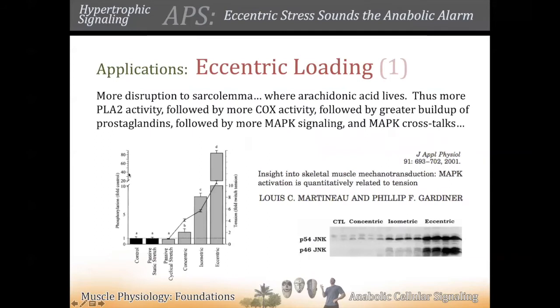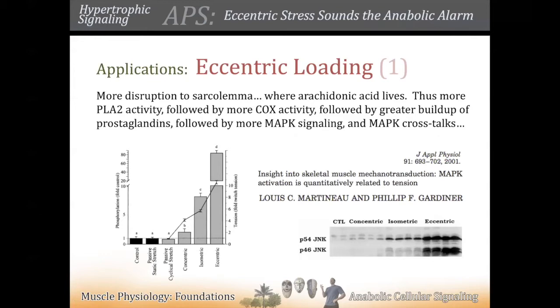Okay, let's get to the weight room. Let's get to exercise. Let's get to prescriptive domains. Now, eccentric versus concentric. Eccentric loading works better. It just works way better. And so if you look here, there's a control, that's like don't do anything, and passive stretching. Now let's look at a bunch of MAPK signaling.